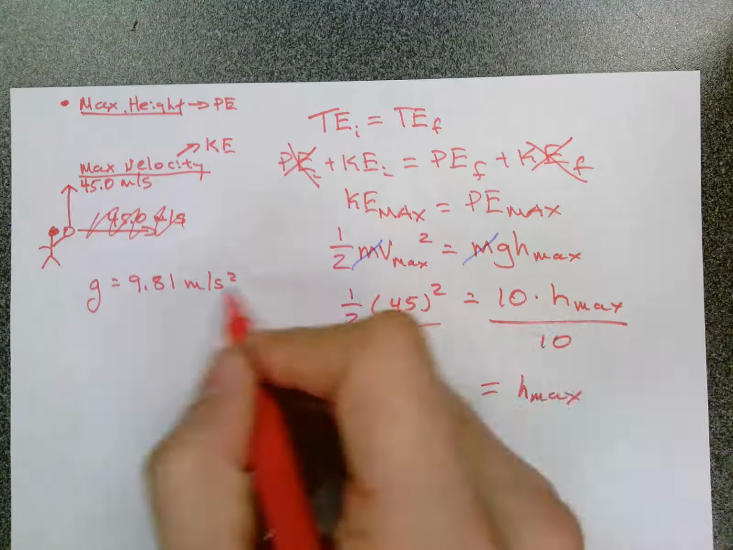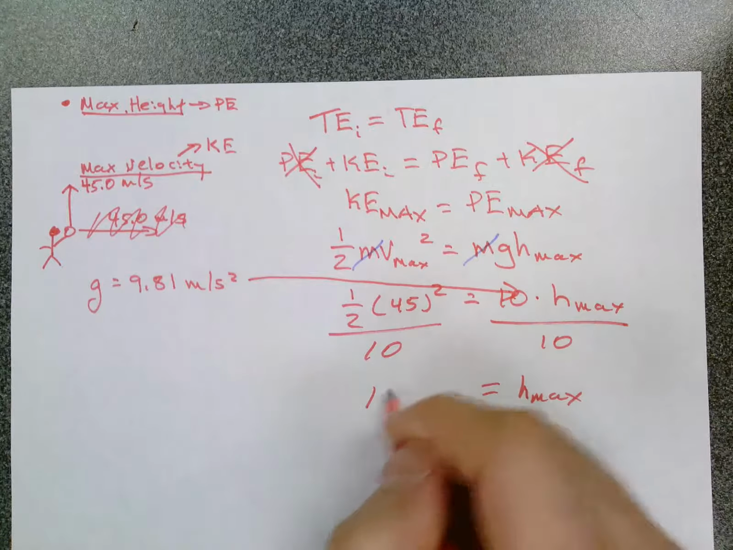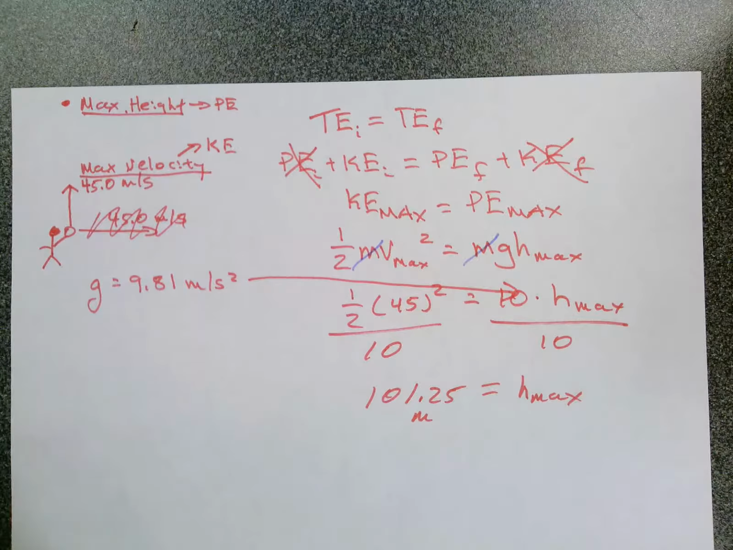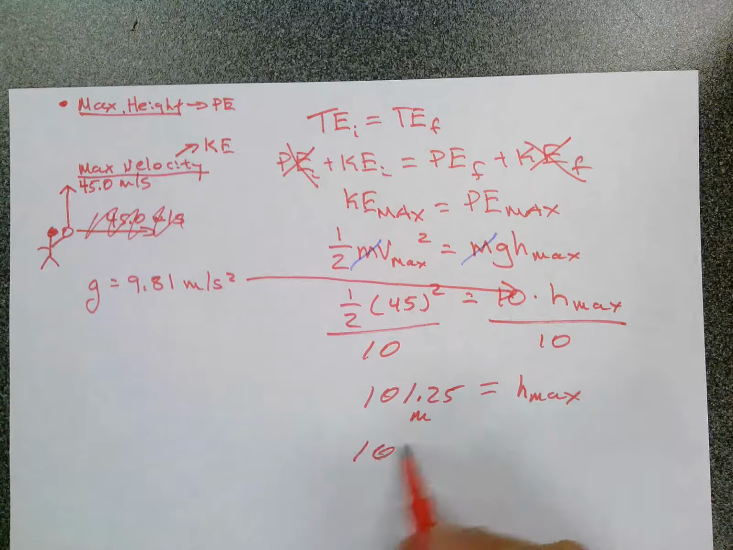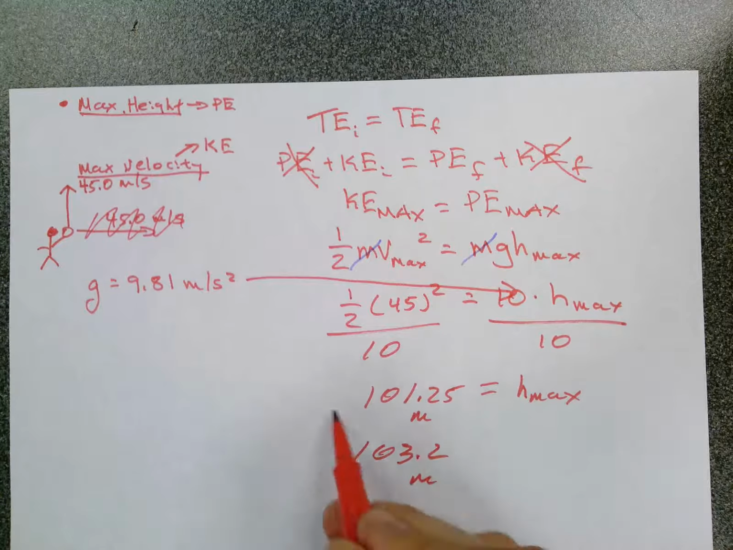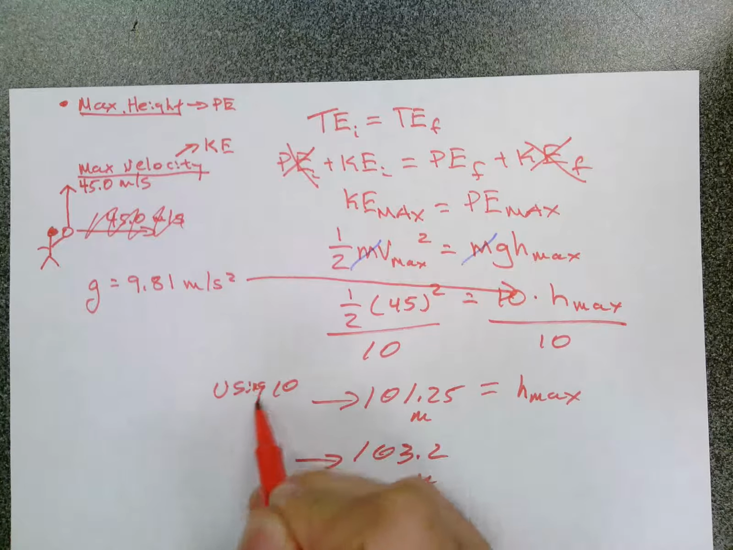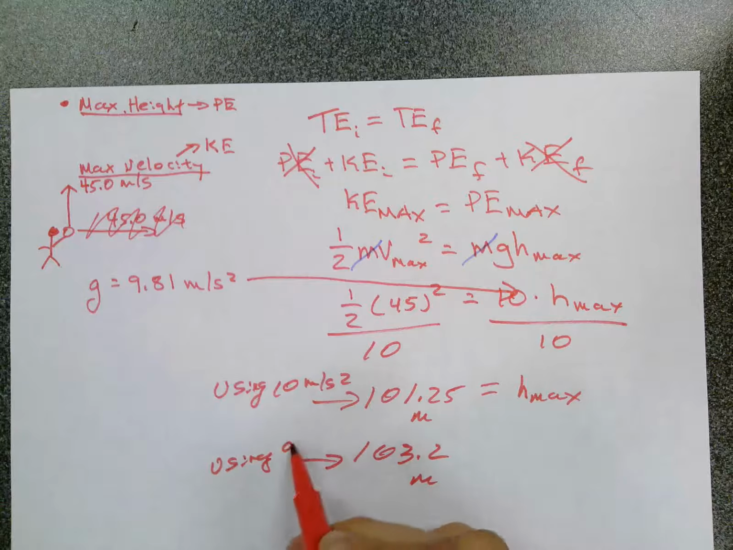Oh, and I used 9.81 here, but I rounded it to 10 here. If you use 10, you'll get 101.25 meters, and if you use 9.81, you'll get 103.2 meters. So I'll make that clear: using 10 meters per second squared and using 9.81 meters per second squared.